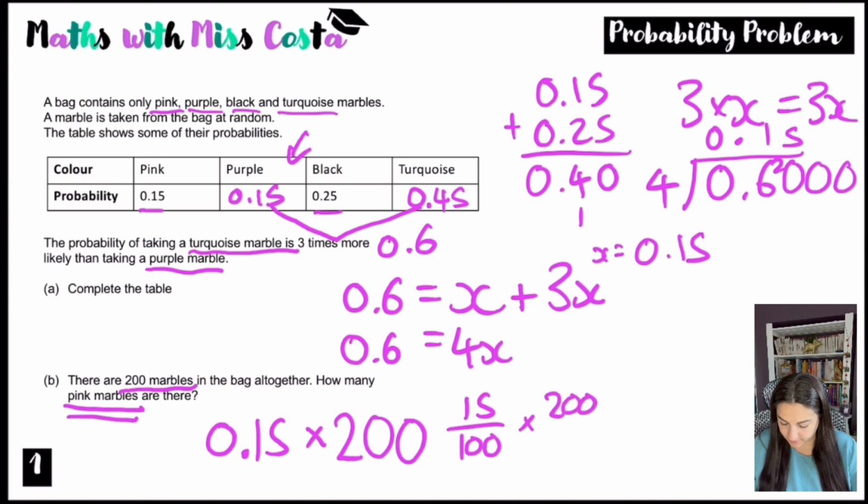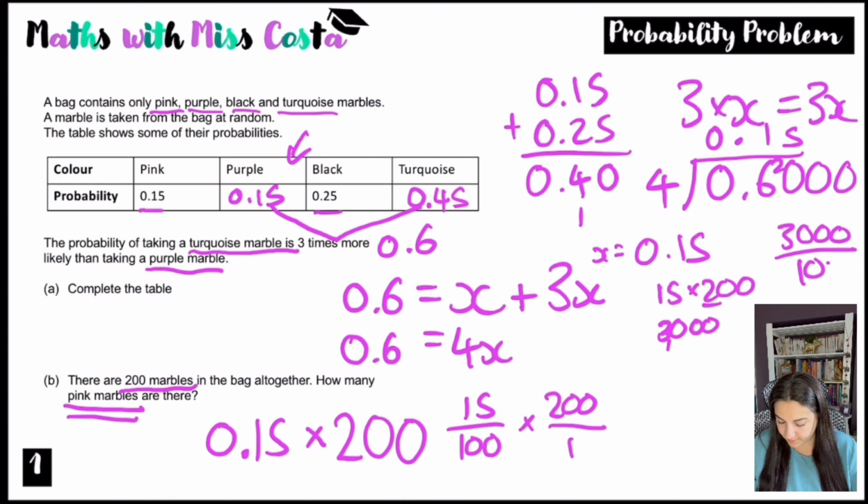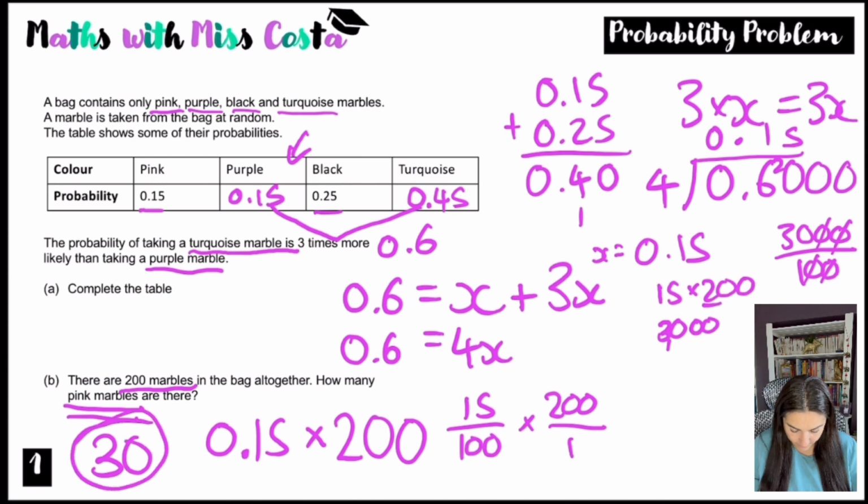So what's 15 times by 200? Well, 15 times 2 is 30. Add the zeros, that would be 3,000. So 3,000 divided by 100 leaves me with 30. So there are 30 pink marbles.